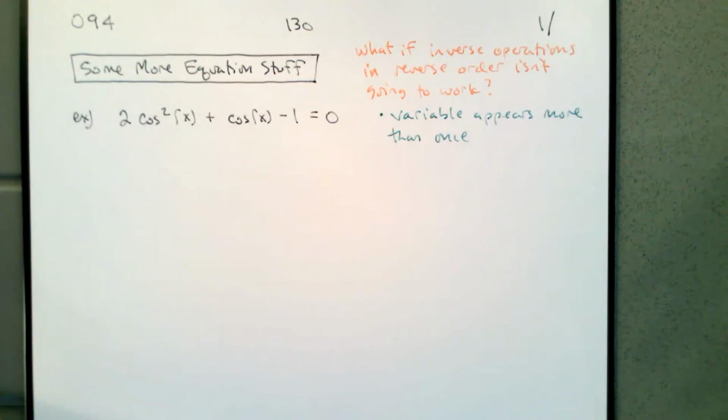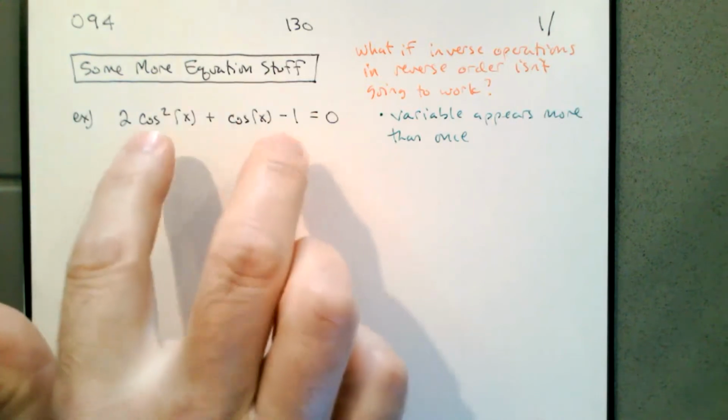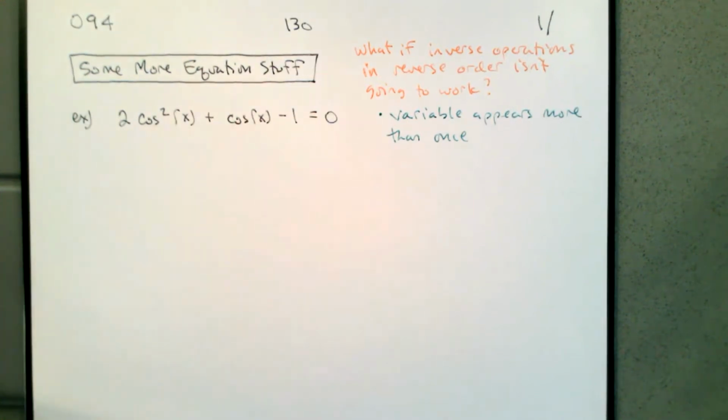What we want to do is notice that there's, first of all, more than one instance of the variable. So we're not going to be able to do inverse operations in reverse order. What we want to look past is that the cosine is sitting inside of some other function. If we look carefully at this equation, we see cosine squared and then cosine and then a constant. So this is a quadratic in cosine.